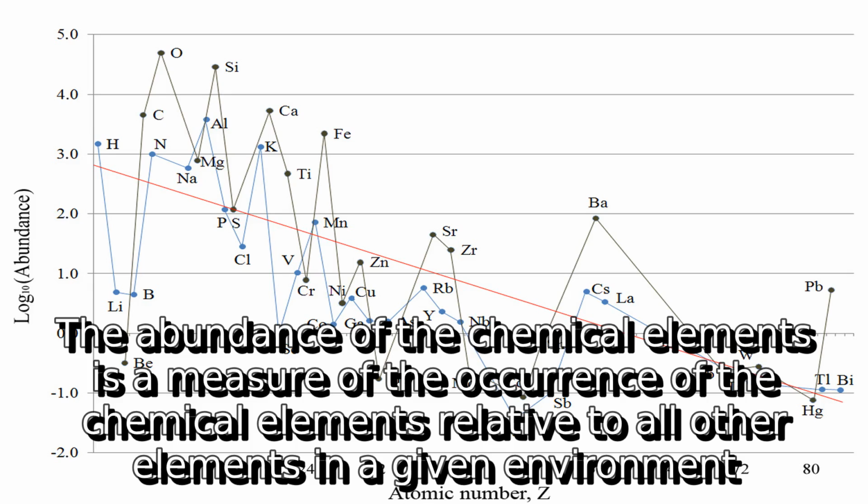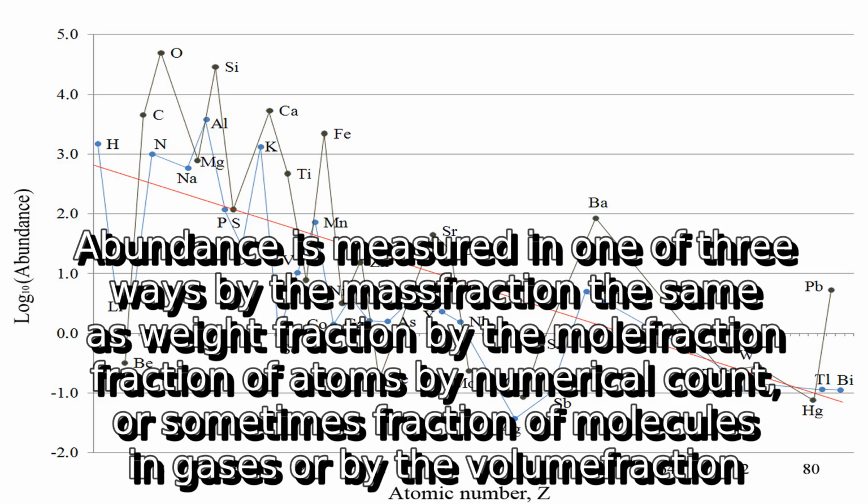The abundance of the chemical elements is a measure of the occurrence of the chemical elements relative to all other elements in a given environment. Abundance is measured in one of three ways: by the mass fraction, the same as weight fraction; by the molar fraction, fraction of atoms by numerical count, or sometimes fraction of molecules in gases; or by the volume fraction.